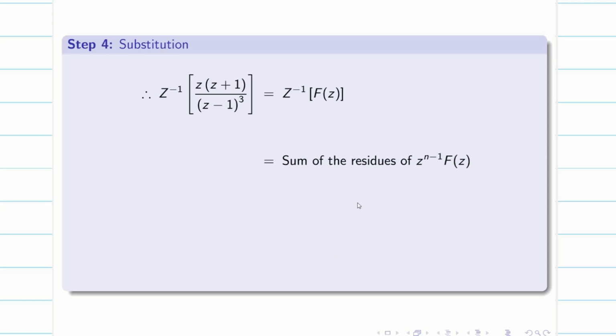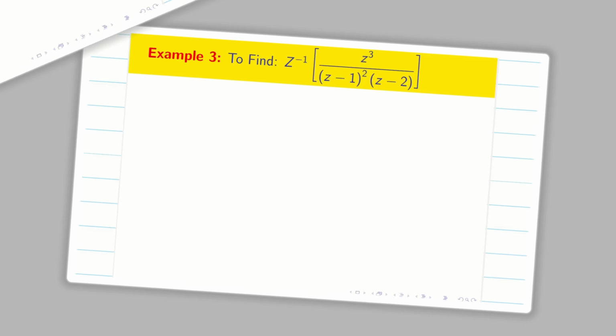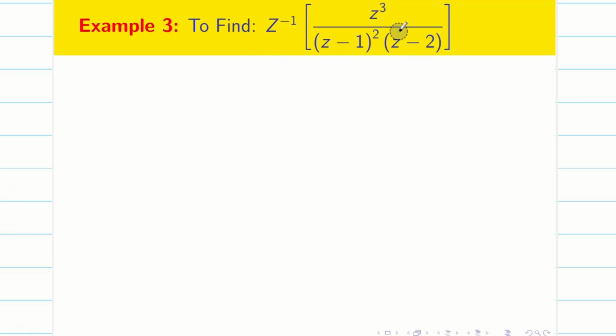Z inverse of f of z is nothing but the sum of the residues of z power n minus 1 into f of z. According to our problem, we have only one pole, that is R of 1. Therefore, my answer is going to be n square. Problem 2 gets over.